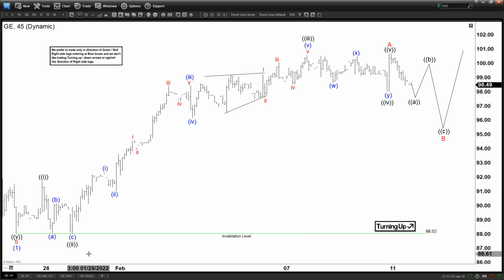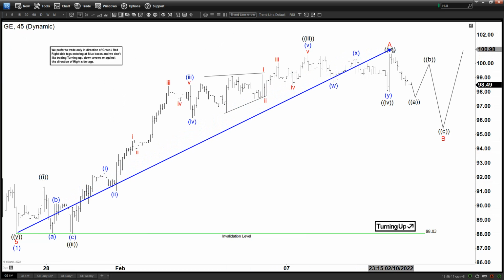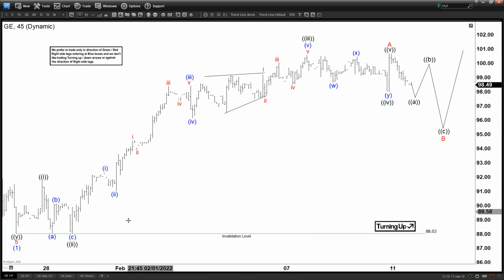So we got this 1 2 3 4 5, and now we are looking to correct this 5 waves up in 3 waves in the pullback before we go higher again after the pullback is completed. So the idea here is this cycle has ended. This cycle is a 5 waves impulse, has ended. Now we're looking to correct that cycle in a 3 waves pullback, ABC, before the next leg up, and it can continue to go up as long as we don't break below the beginning of that 5 waves.